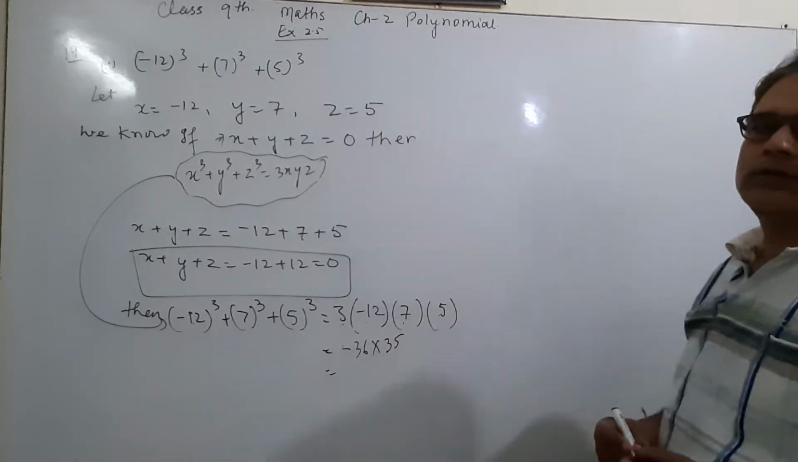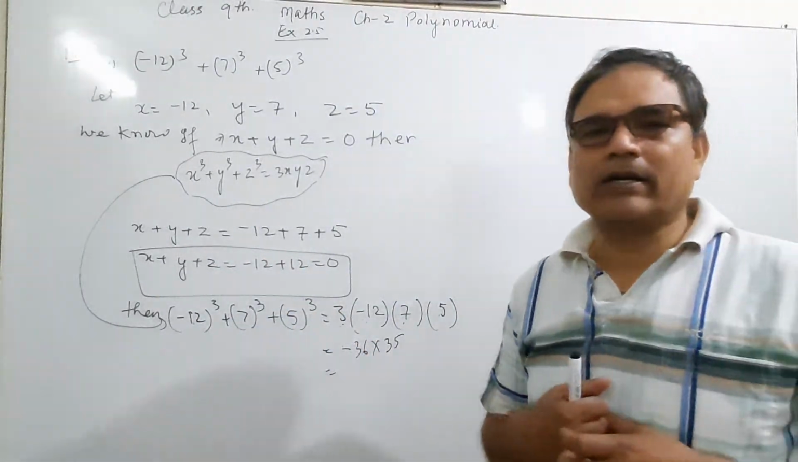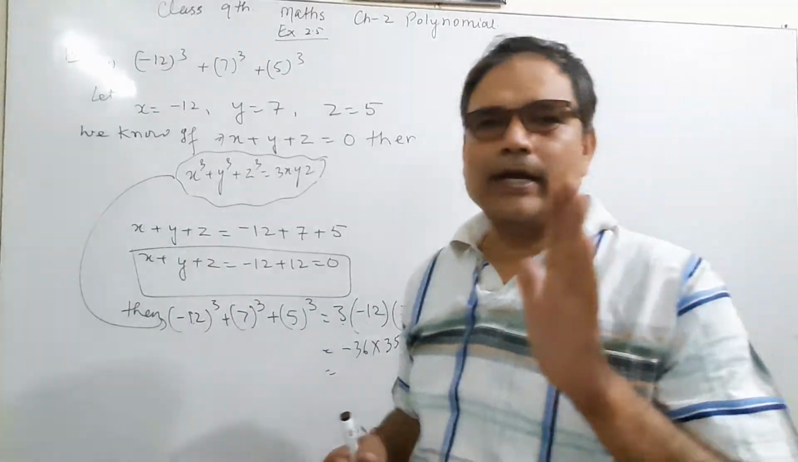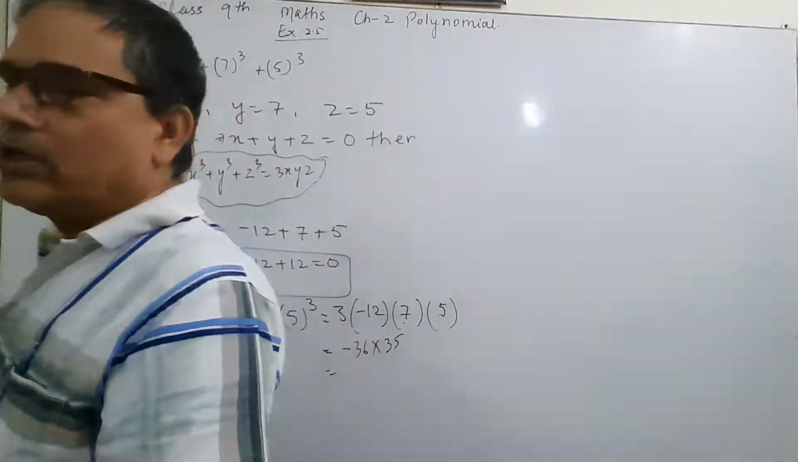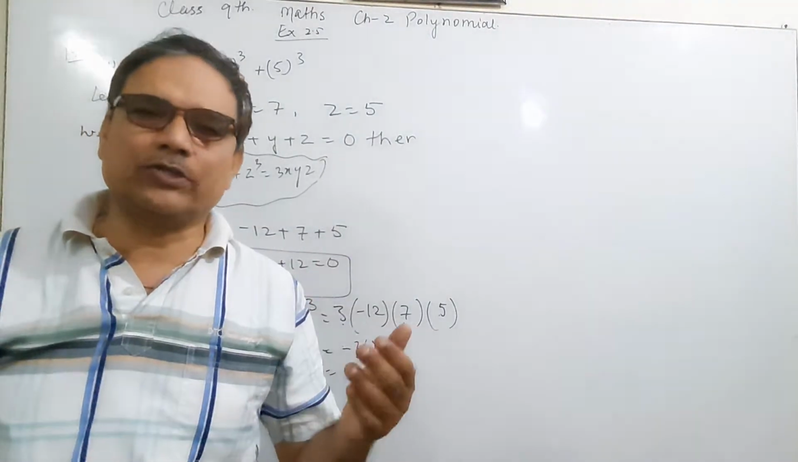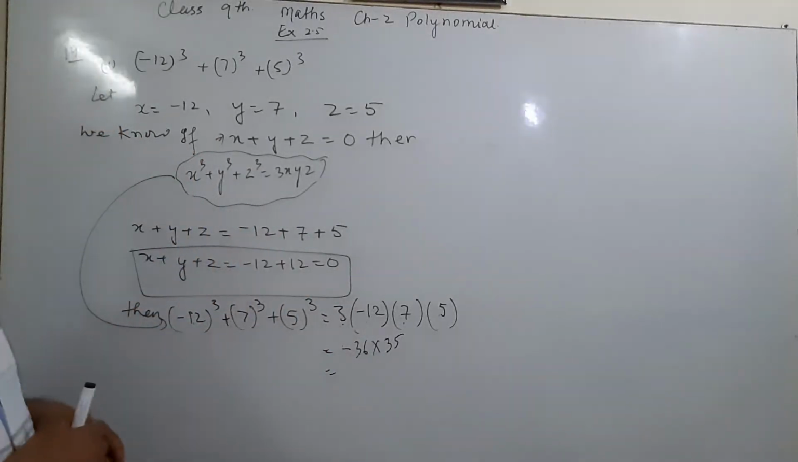It is your answer. Why is this applicable only under what condition? When x plus y plus z is equal to 0, then a cube plus b cube plus c cube is equal to 3abc, or x cube plus y cube plus z cube is equal to 3xyz. Is it clear? And now move to the next question.